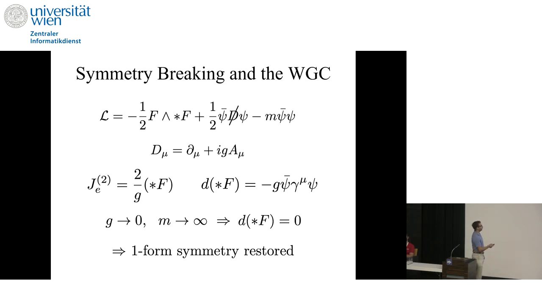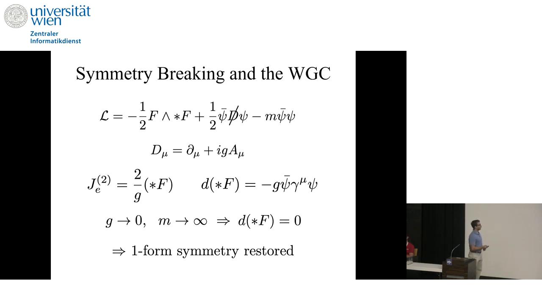So let's revisit this theory once again. We saw that in the presence of this charged matter, the U1 one-form symmetry is broken, as evidenced by the non-conservation of the Noether current. However, it's interesting to consider 2 limits of this theory. First, in the limit that G goes to 0, we find that d star F is once again equal to 0. And indeed, a more careful analysis reveals that the one-form symmetry is restored in this limit.